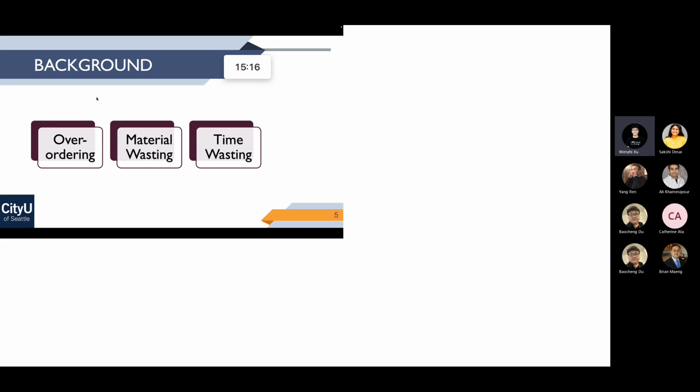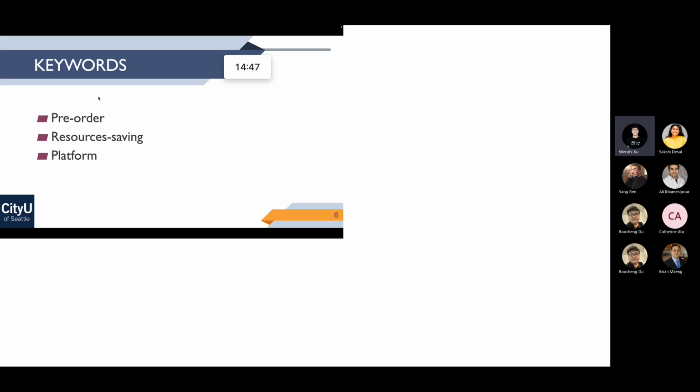Another issue is that ordering online costs people so much time. Because there are so many restaurants and so many dishes to choose from, there are many steps to search for the restaurant and the food, which costs a lot of time. The keywords of my project are pre-order, resource saving, and platform.